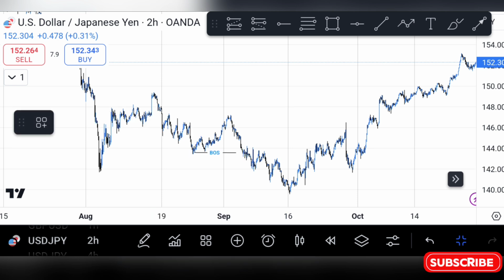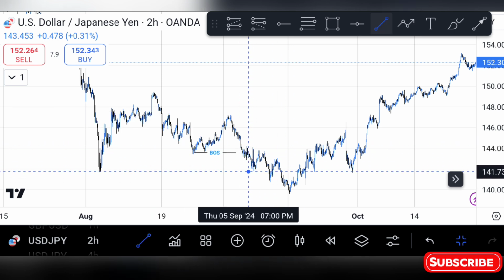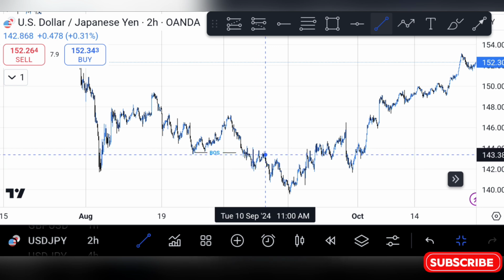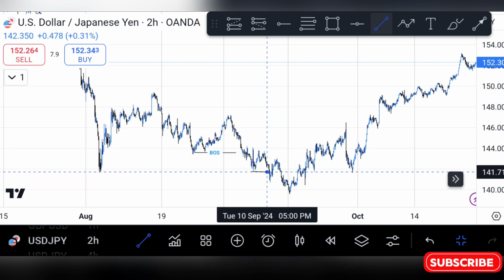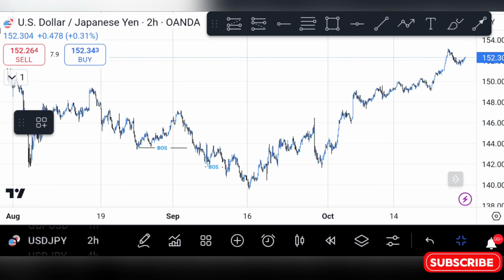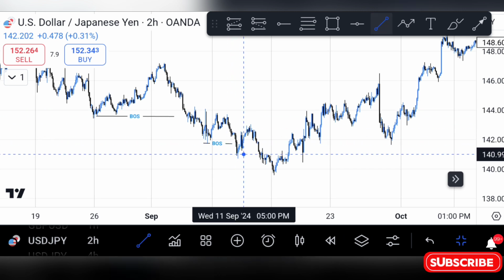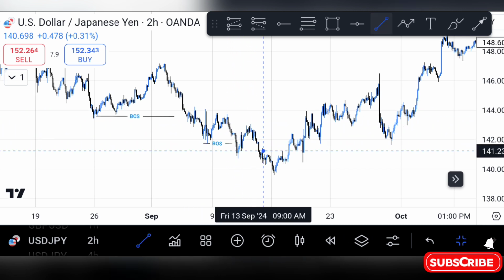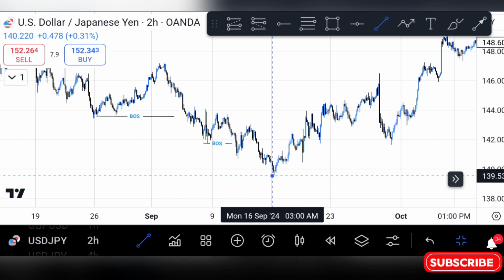Okay, so price broke this structure, pushed to the downside here, created a new low, pushed to the upside here, pushed from here to the downside, broke this new low. There's another break of structure here. Now, when that happened, this is a new low, pushed up, pushed to the downside, broke this old low. The break of structure has also happened here.